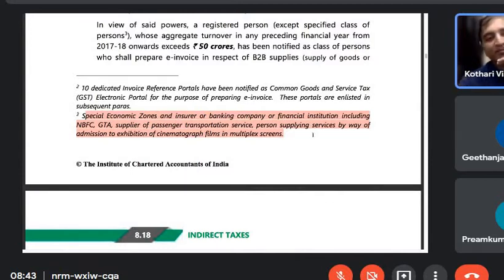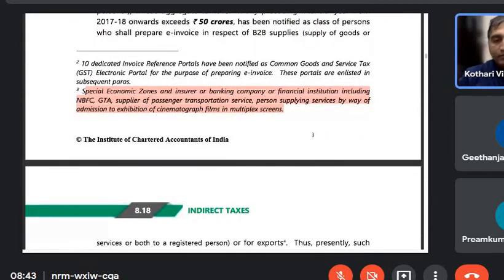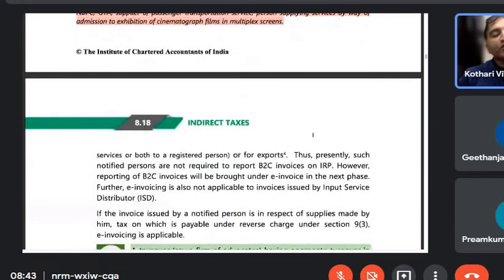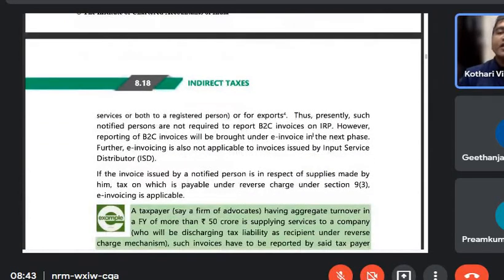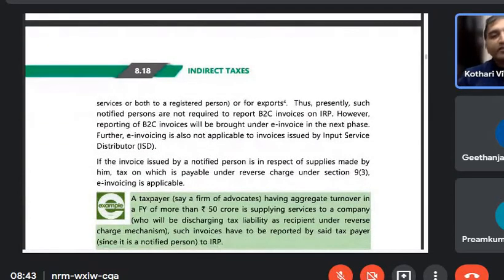These are exempted categories. In the same way, government departments are also not required to issue e-invoice. Apart from this, everyone whose aggregate turnover is more than 50 crores has to issue the e-invoice for B2B invoices and export invoices. So for B2C, it is not required.